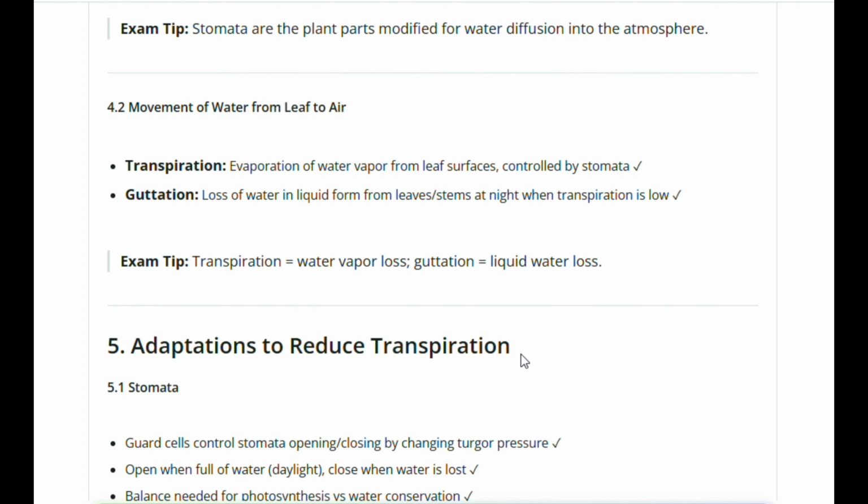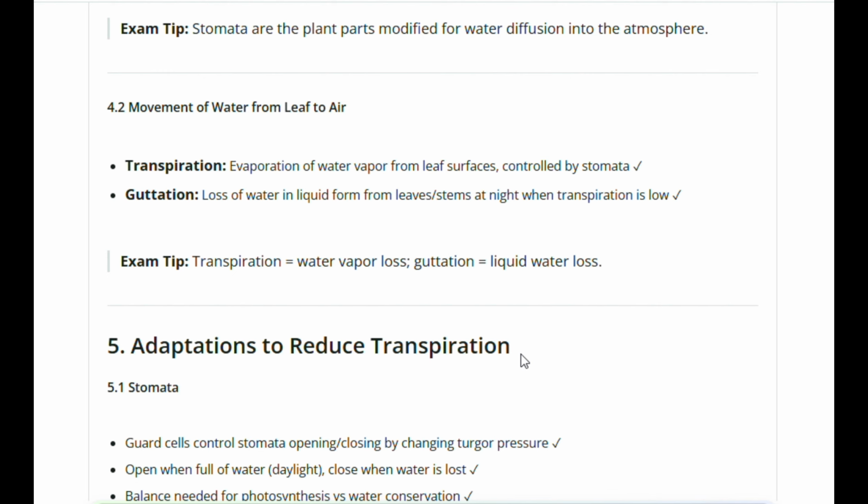Movement of water from leaf to air: transpiration, with transpiration and guttation. Transpiration is the evaporation of water from the surface of plant leaves. The sun warms water inside leaves and it changes to water vapor. Vapor diffuses through the stomata controlled by guard cells. This allows mass flow of plant nutrition and water from roots to shoots.